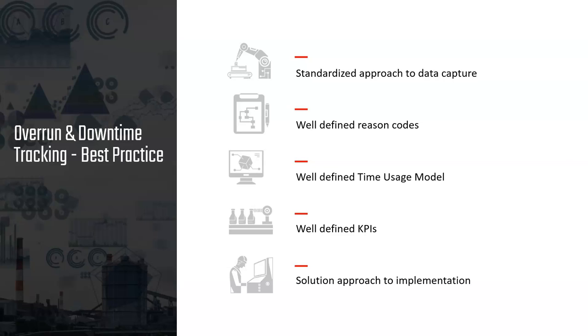What are some of the best practices when it comes to tracking overruns and downtimes? It's very important to have a standardized approach to data capture, making sure your reason codes are well defined and meaningful, as well as your time usage model. What KPIs do you need to manage your operation? Make sure that they're well defined and standardized across your operation. Overruns and downtime tracking needs to be implemented as a solution, making sure to use recommended best practices.